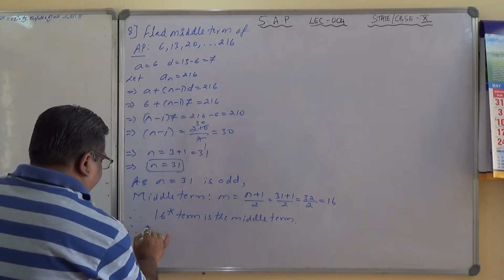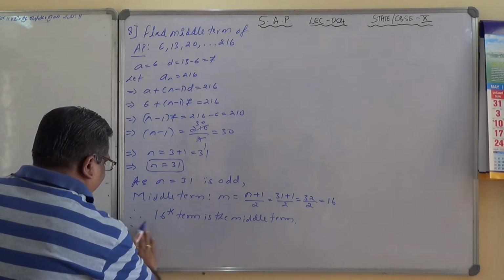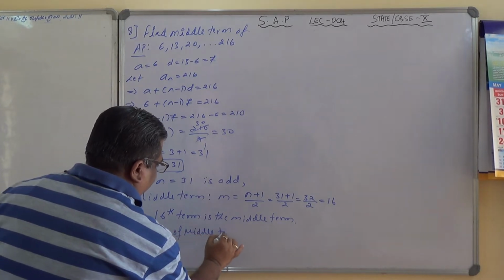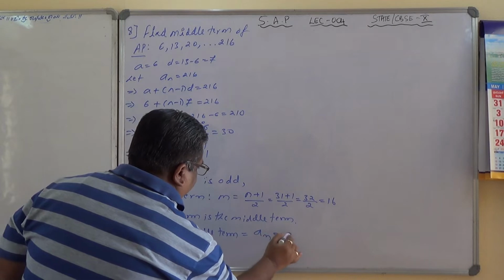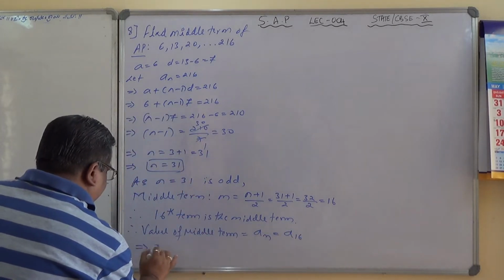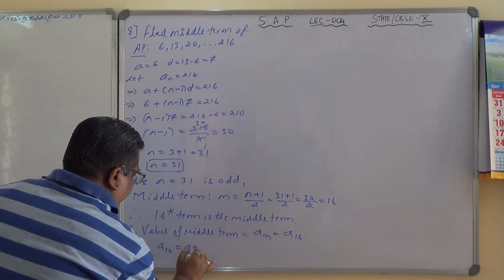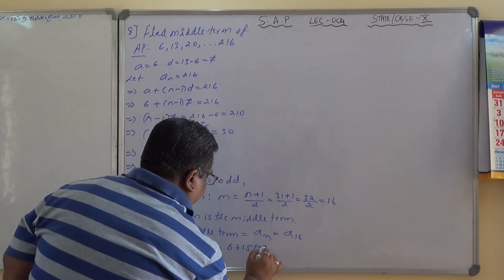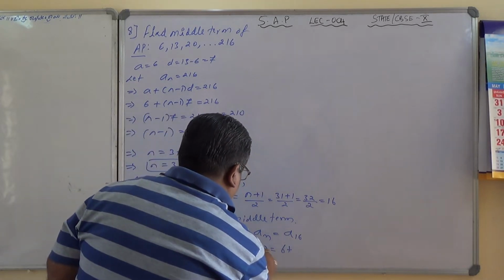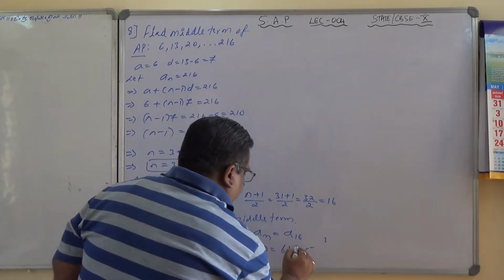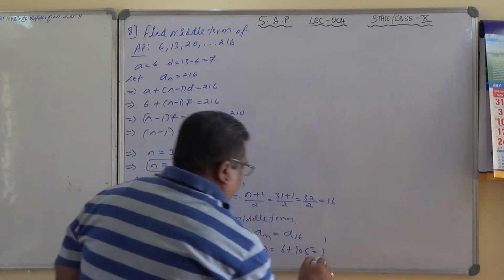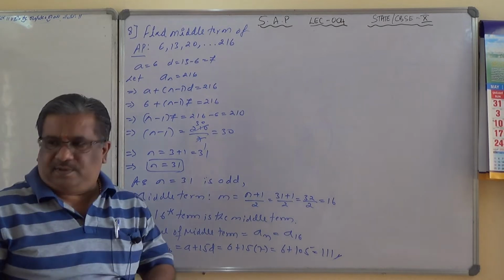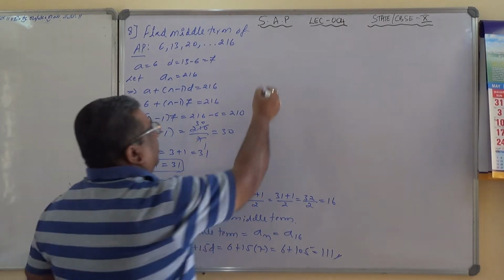Therefore the value of the middle term equals AM, which is A16. A16 equals A plus 15D, and A is 6 plus 15 into 7, which equals 6 plus 105, which is 111, and therefore the middle term is 111. I hope you have understood. Let me check the answer. It is correct. Next one.